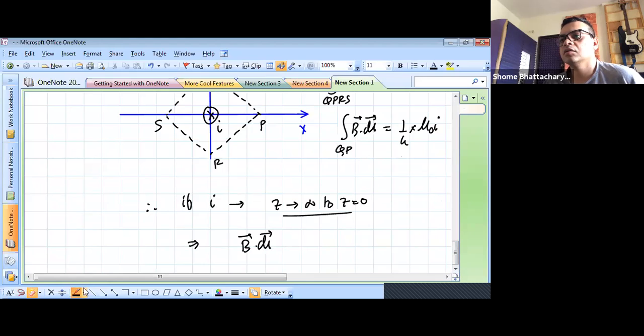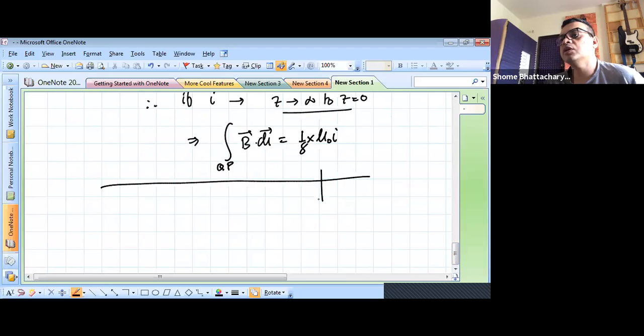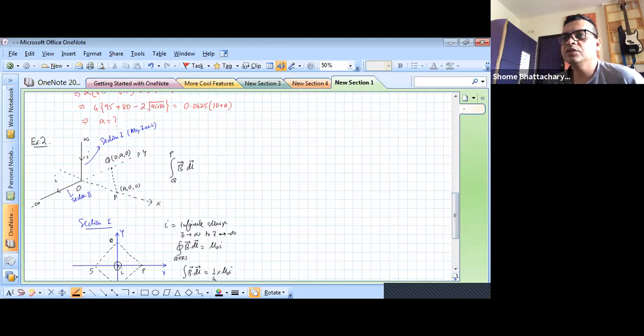So the integral of B dot dl from Q to P will be just half of this further, because of the symmetry. It will become 1/8 of mu naught I. So you can see the contribution in the first part from section 1 is this much. So you can use this for the contribution to B dot dl on this part. Now similarly, if you have to work out the contribution due to this part, which is along section 2.